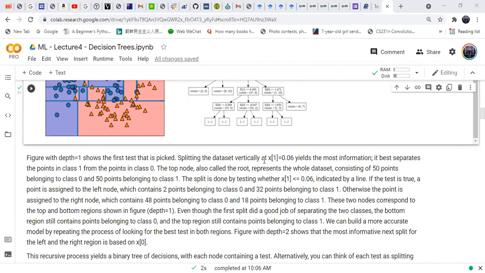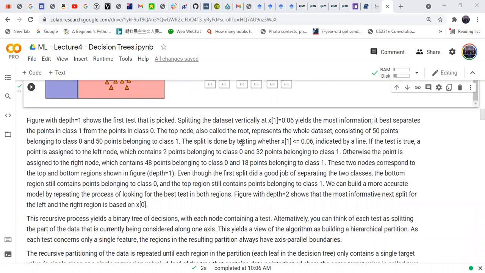Splitting the dataset vertically at x equal to 0.06 yields the most information. It best separates the points in class 1 from the points in class 0. The top node, also called the root, represents the whole dataset consisting of 50 points belonging to class 0 and 50 points belonging to class 1. The split is shown by testing whether x is equal to 1, indicated by a line.